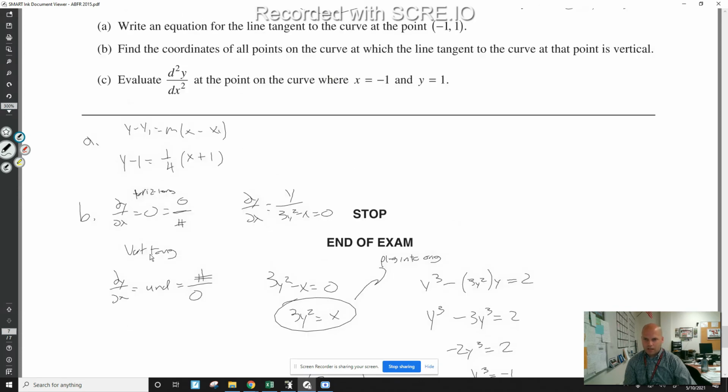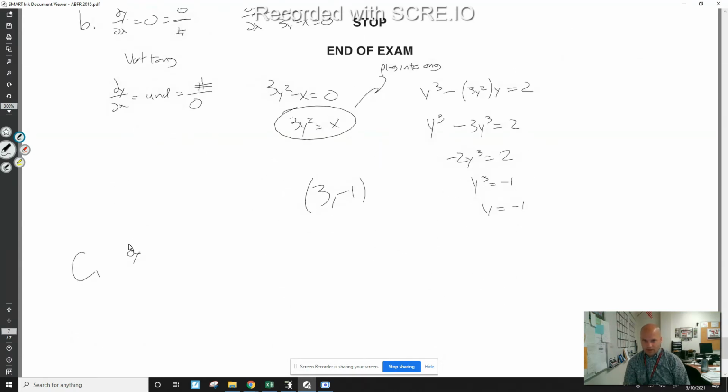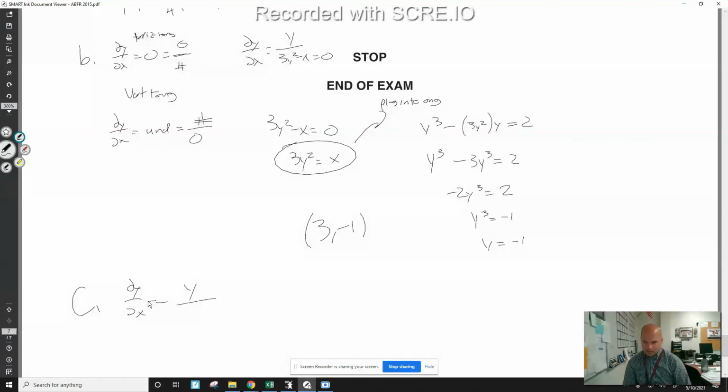All right, part C. A lot of people get tripped up on this. What's the second derivative? Don't take the derivative of this twice. You already have the derivative. You have dy/dx and what it's equal to. So dy/dx is y over 3y squared minus x. We are ready to take the derivative of this with respect to x. Remember, whenever we're taking the derivative of a y, we need a dy/dx. Whenever we're taking the derivative of h with respect to t, we need dh/dt. Don't forget this. It's a common mistake.